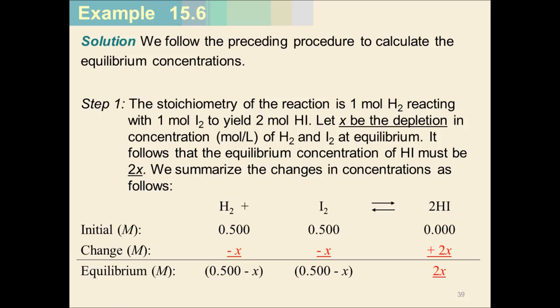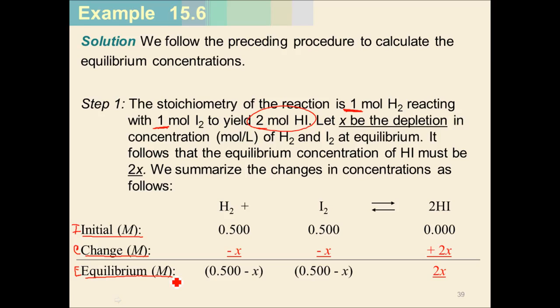So on slide 39, then, the solution. Follow the preceding procedure to calculate concentrations, and that is, look at that stoichiometry. There was 1 mole of hydrogen reacting with 1 mole of iodine to give us 2 moles of HI. What we're going to build here, folks, is called an ICE table. You can see how it's ICE, I-C-E. What are our initial concentrations? What is our change? And what will be our equilibrium concentrations?